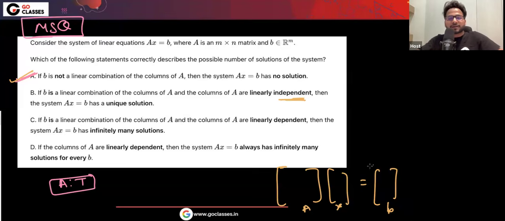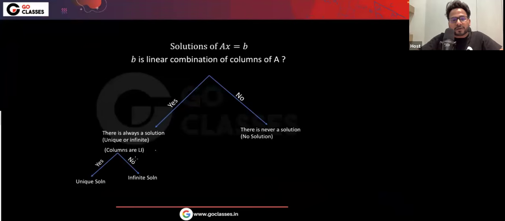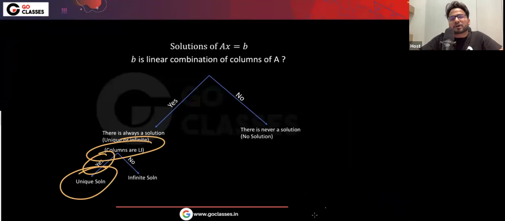So if it is a linear combination, then yes, there's a solution. But if they're linearly independent, then unique solution, right? So that's what we already know. And I think there's a flow chart here that if the columns are linearly independent, and yes, then in that case it is a unique solution. Obviously, you don't have to remember this.